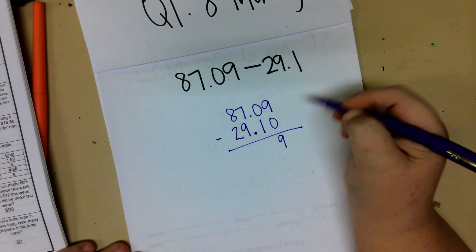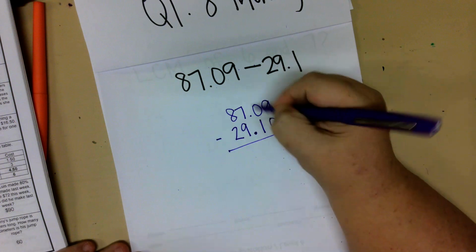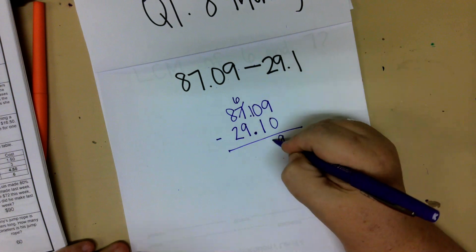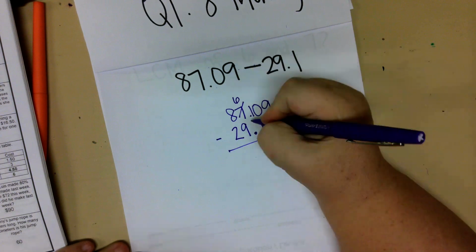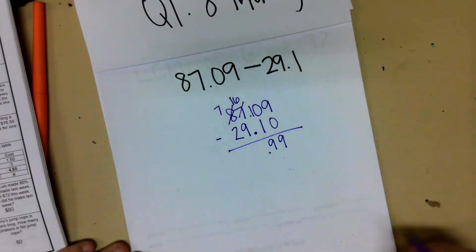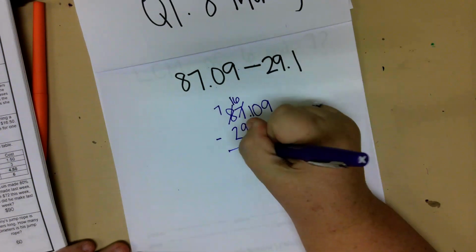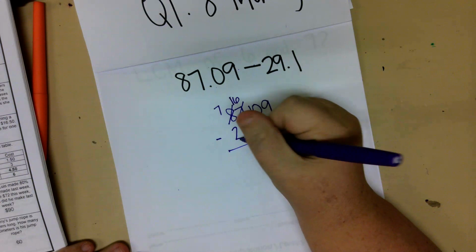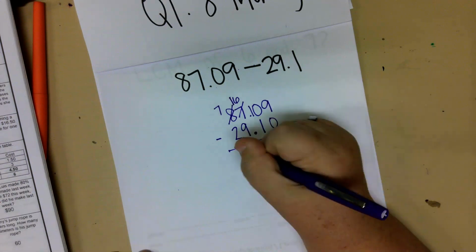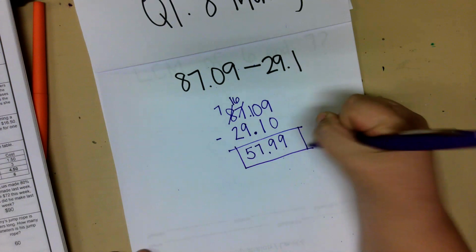Okay, 9 minus 0 is 9. I can't take 1 from 0, so I got to run next door. 10 minus 1 is 9 as well. Can't take 9 from 6. But I can do 16 minus 9. That'll leave me with 7. 7 minus 2 is 5. And our final answer here is 57.99.